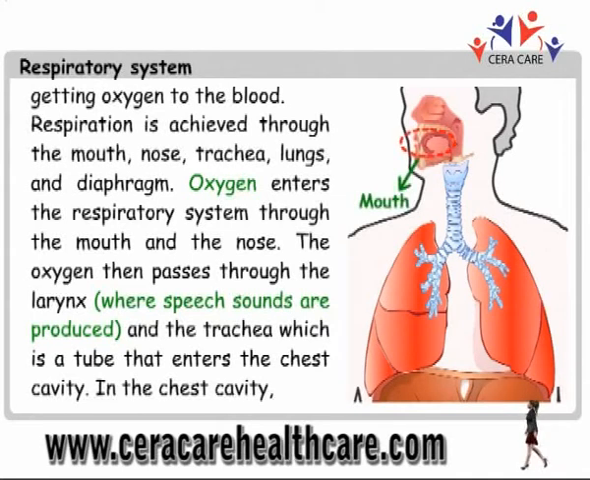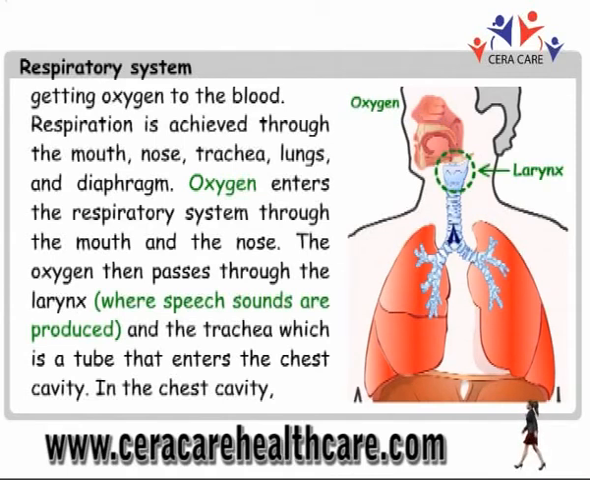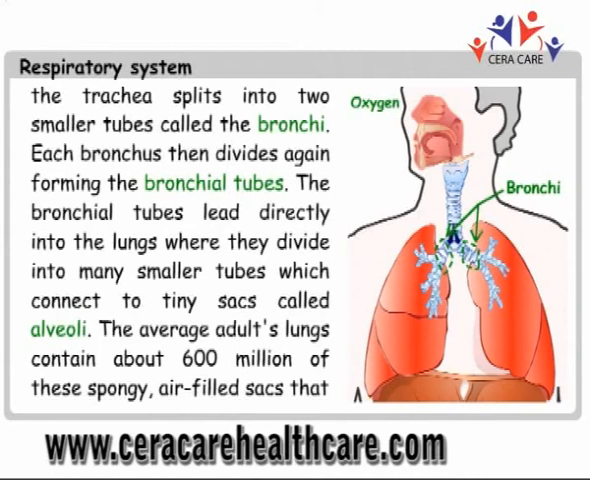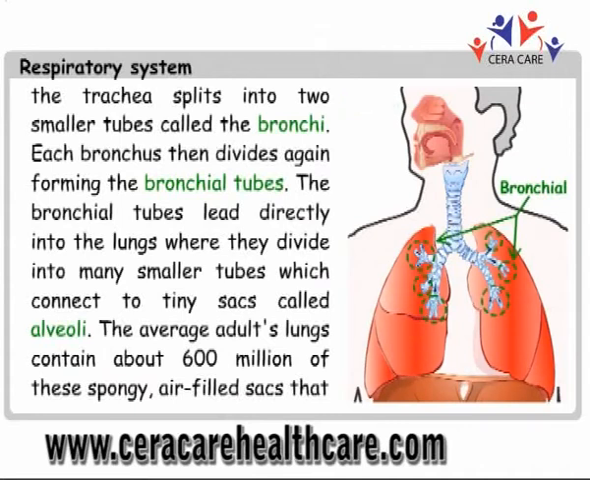Respiration is achieved through the mouth, nose, trachea, lungs, and diaphragm. Oxygen enters the respiratory system through the mouth and the nose. The oxygen then passes through the larynx, where speech sounds are produced, and the trachea, which is a tube that enters the chest cavity. In the chest cavity, the trachea splits into two smaller tubes called the bronchi. Each bronchus then divides again, forming the bronchial tubes.